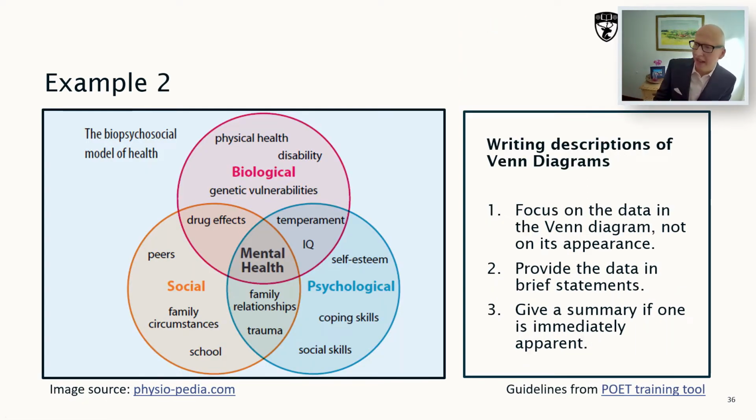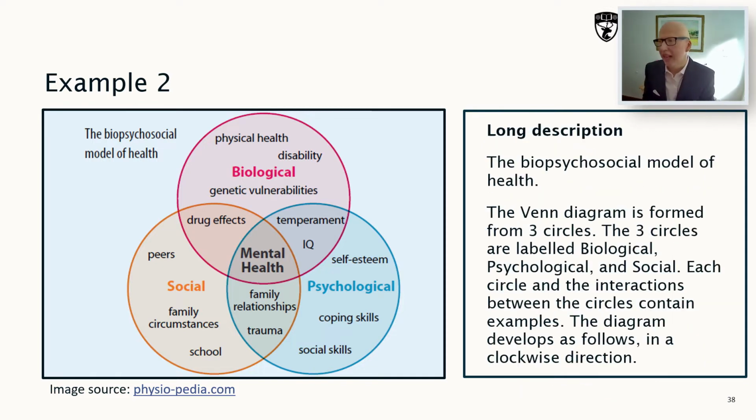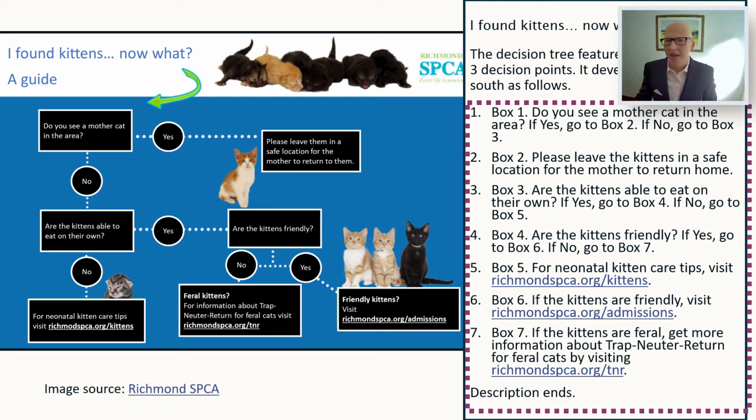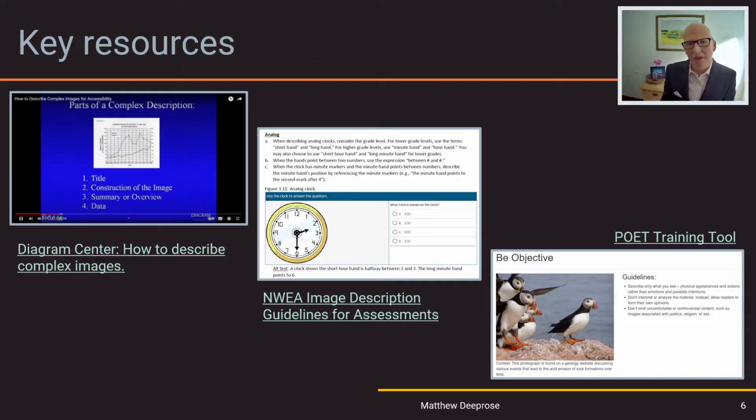Then giving that same kind of walkthrough for a set of Venn diagrams and then a decision tree. So I'm just going to go back to my presentation. So here's a few resources that I used and that I recommend. You've probably heard of Diagram Center. They have a really good YouTube video on describing complex images. It's really quite old now, but it's still worth watching. They get through many different image types.